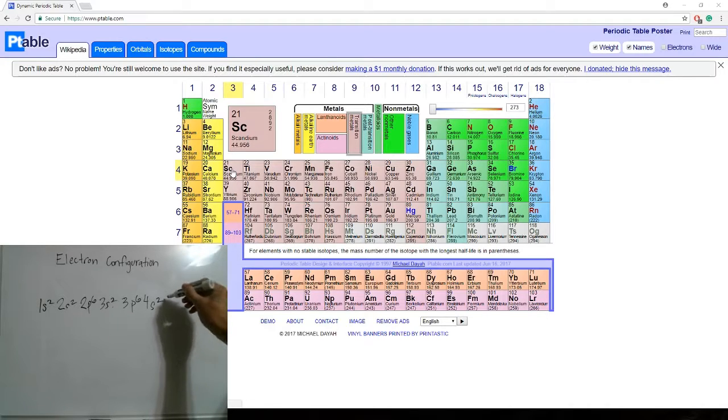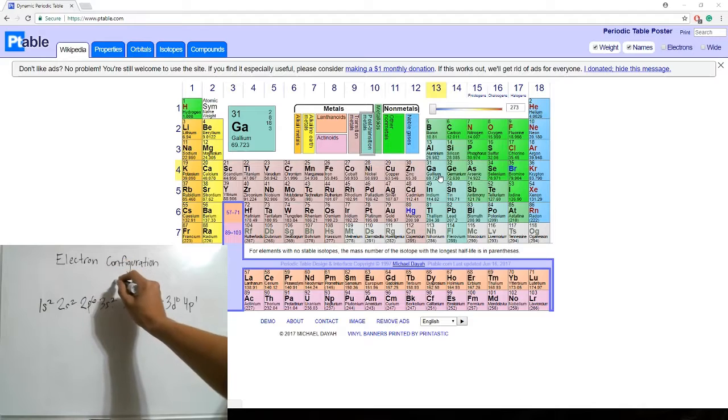So we're in the 3D sublevel, and let's count the electrons. 1, 2, 3, 4, 5, 6, 7, 8, 9, 10. So there are 10 electrons in the D sublevel, and then gallium is in the P sublevel in the fourth energy level. So 4p1. And this is the electron configuration for gallium.